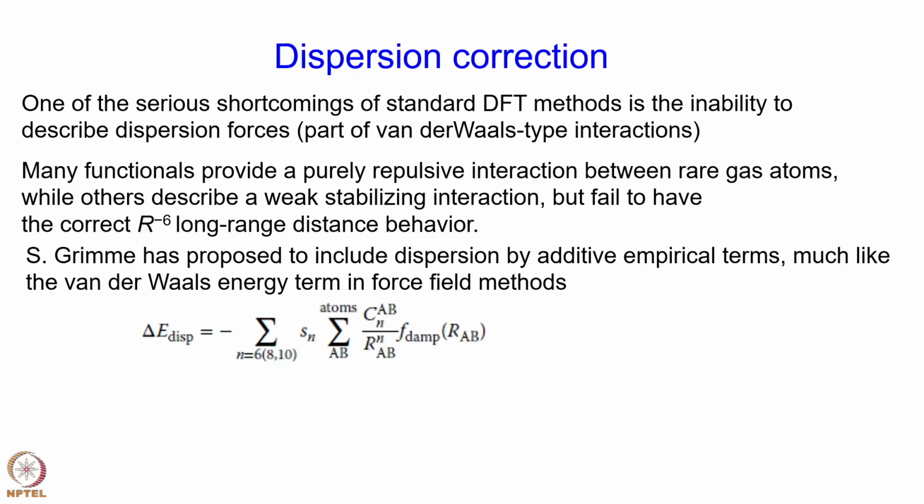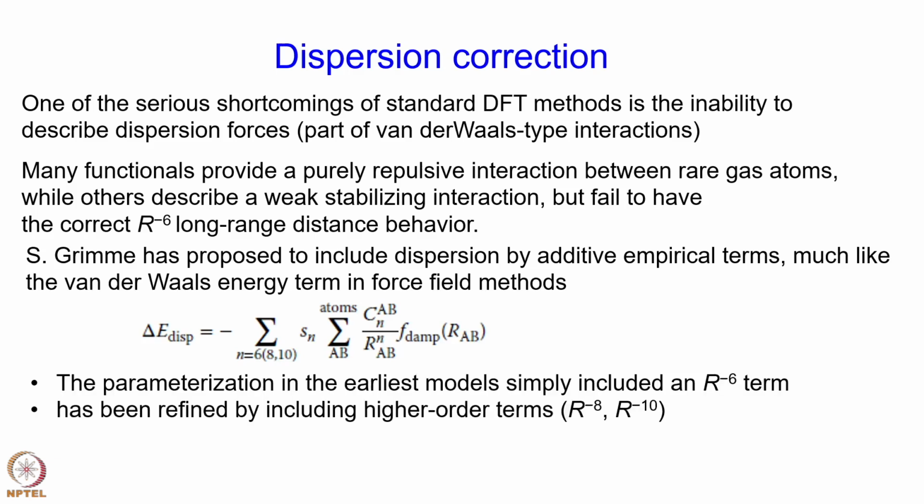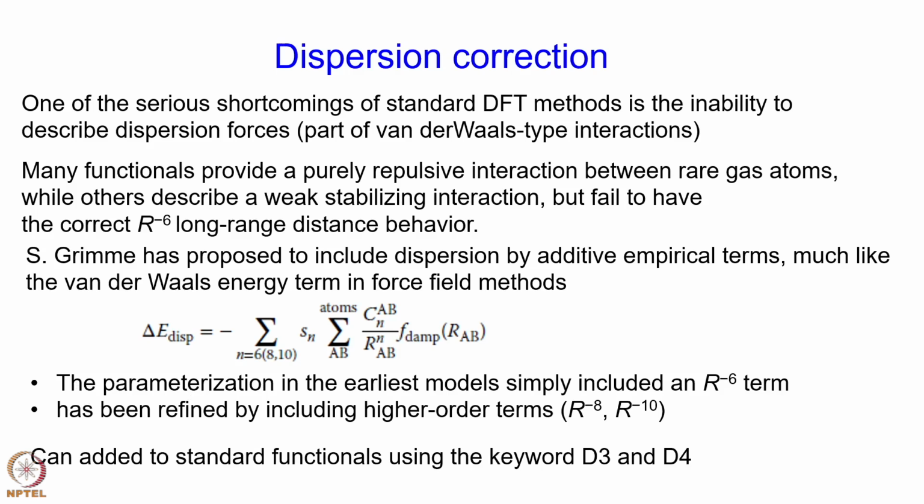So, this is the form of the dispersion correction used, where there is a parameterized form, and this depends upon which of these functions are used, it is 6, 8 or 10. So, the simplest model only has an r to the power minus 6 dependent term. So, the 6 will come here, and this is also a damping function, and we can also include higher order dispersions into this, and this can be added simply to standard functionals using D3 and D4. Remember, MP2, coupled cluster, any wave function based method or Hartree-Fock has no problem in describing dispersion. So, this is a particular failure of the DFT kind of method.